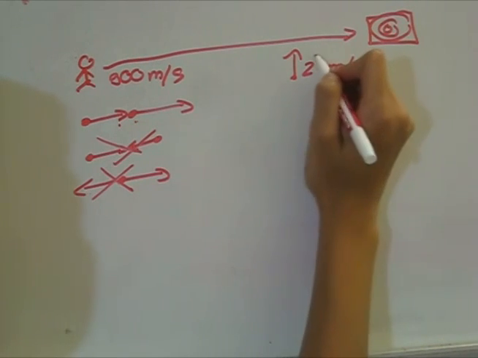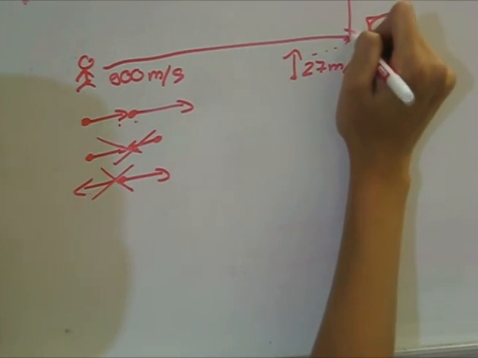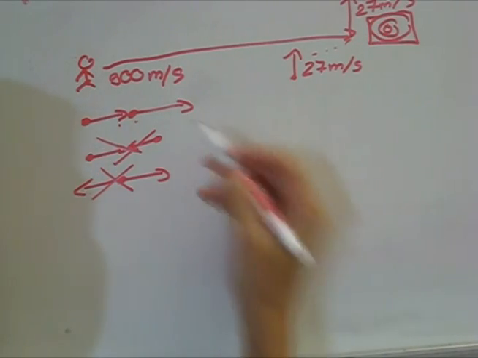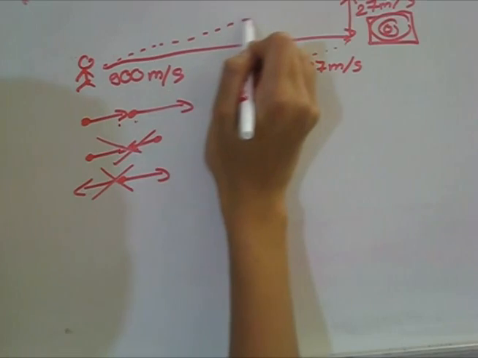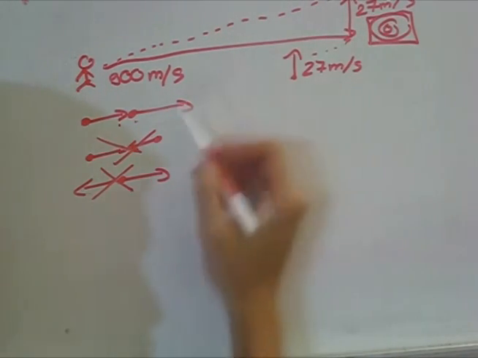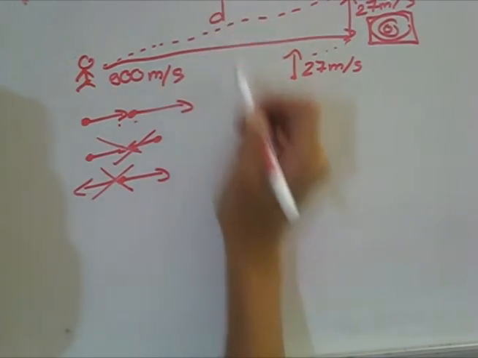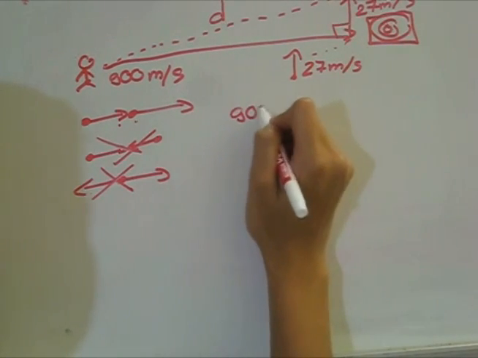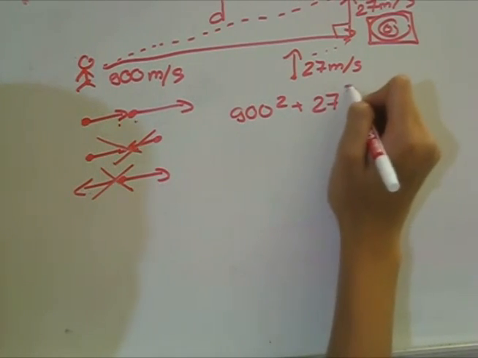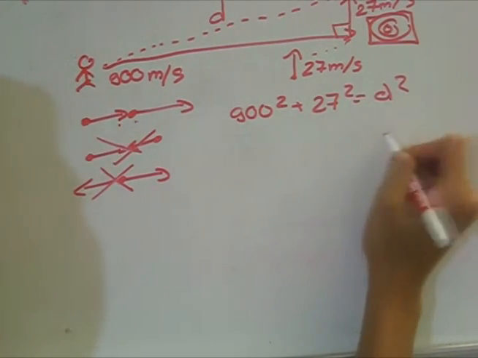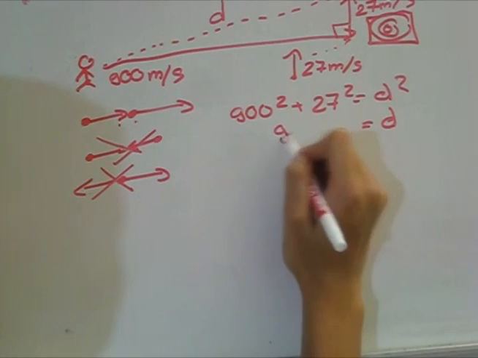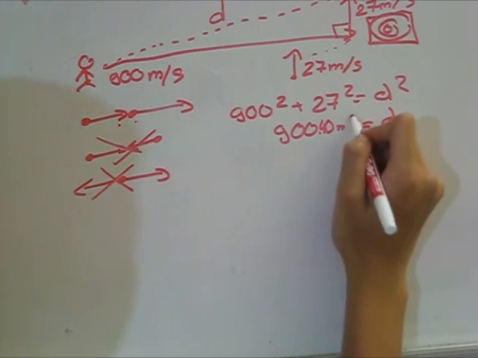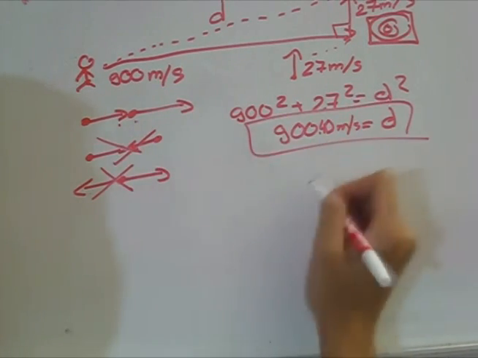So knowing that, let's go back to the problem. We connect the two vectors by transferring the wind vector to the end of the bullet vector. This will generate the resultant vector, the new vector of our bullet. Now to find the speed of your bullet, we can use the Pythagorean theorem because it formed a right triangle. 900 squared plus 27 squared equals d squared. If you solve for d, you get d equals 900.40 meters per second. That's the speed of the bullet and the magnitude of our vector.